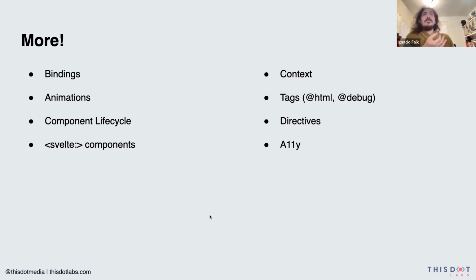You have special tags to use in the HTML. You have @html, which will render an HTML string. You have @debug, which will run the debugger, your Chrome debugger. You have more directives like style and class, and some accessibility features that come with Svelte, like linter warnings. For example, if you don't put an alt on an image, it will warn you, like, don't forget to put that alt and stuff like that. There are many lint rules that come with Svelte.